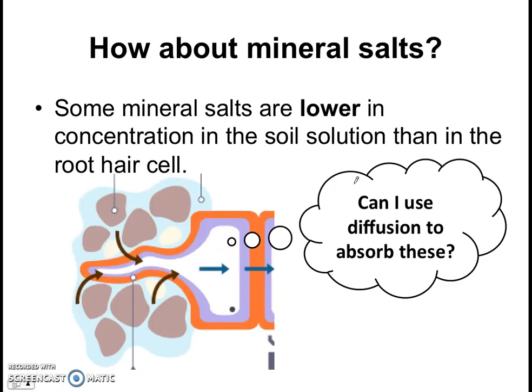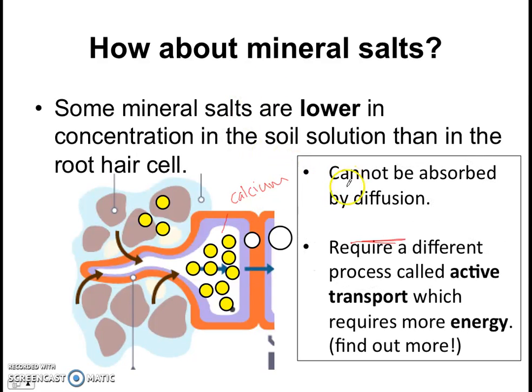Now as an extension, however, some mineral salts are very low in concentration in the soil compared to inside the root hair cell. So sometimes the root hair cell contains certain mineral salts, let's say in this case calcium, in a very, very high concentration inside the cell compared to outside the cell. The question is, can the root hair cell use diffusion to absorb this? And the answer, hopefully, that you realize is that no, these cannot be absorbed by diffusion. Because normally, they will try to move from a region of higher concentration to a region of lower concentration. So naturally, they will try to move out of the cell. So I cannot move it into the cell by diffusion, from lower concentration to higher concentration.